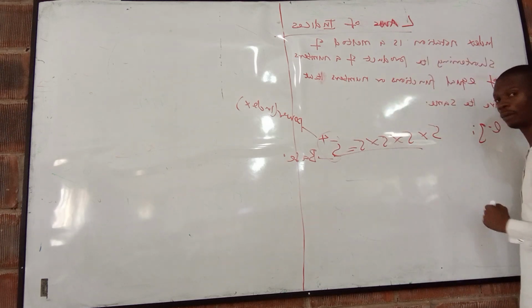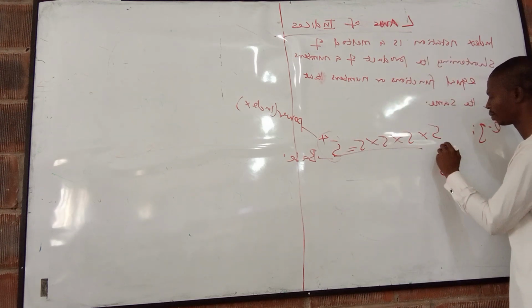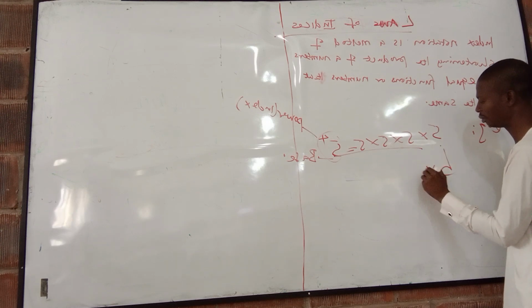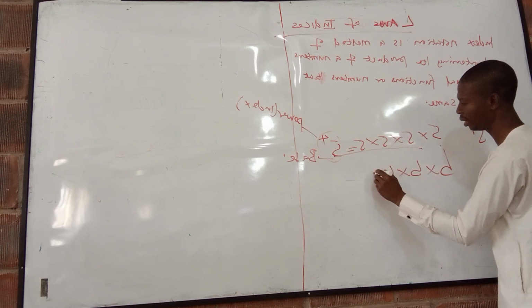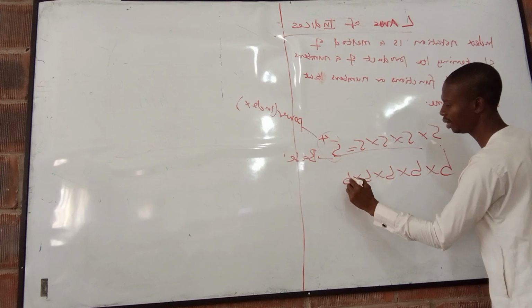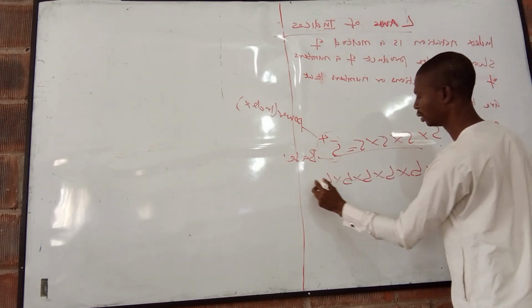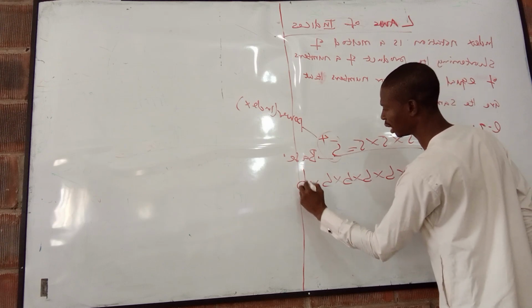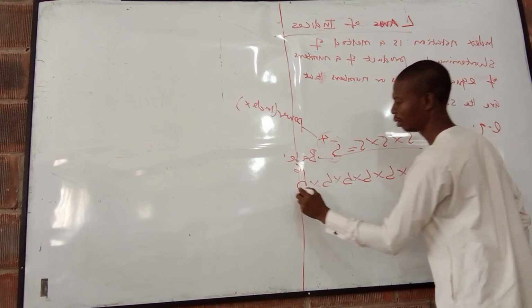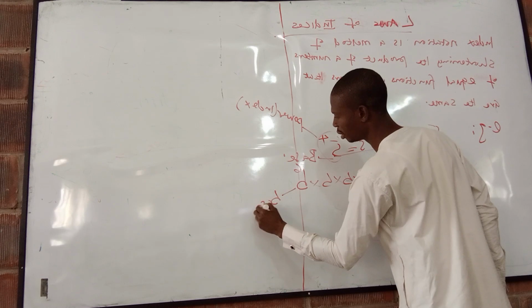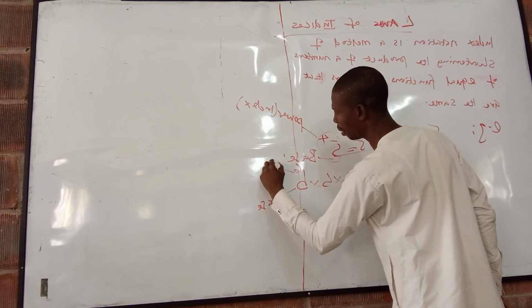Let's take a look at another one. B times B times B times B times B, let's assume in 6 places. We can write it as what? B raised to the power 6. This one is our base, and this one is called what? Our power.